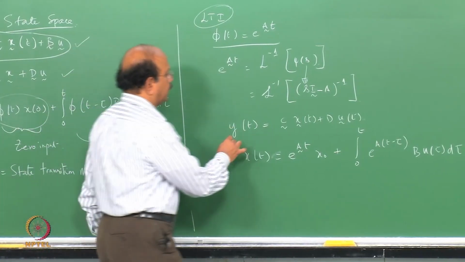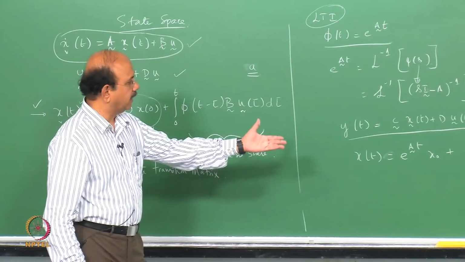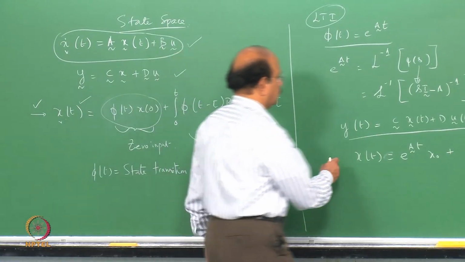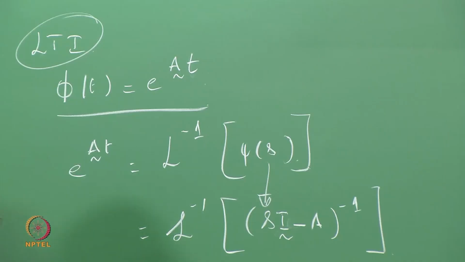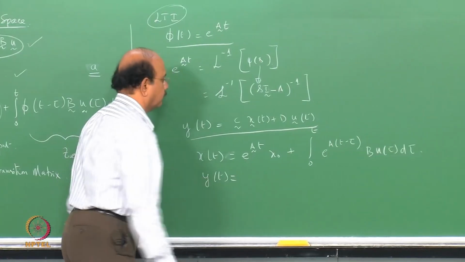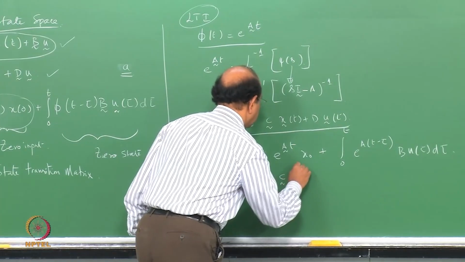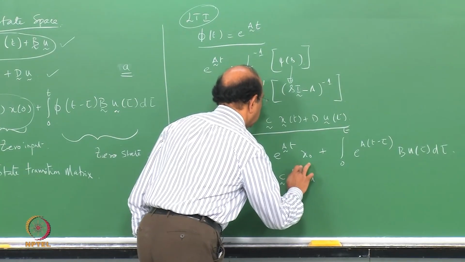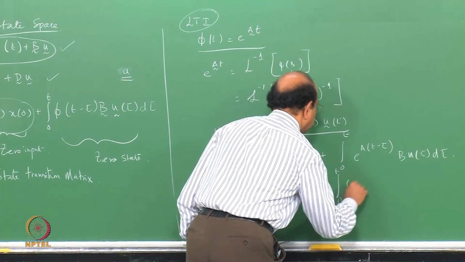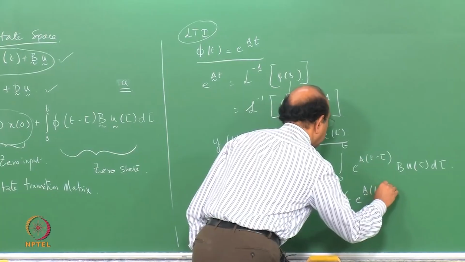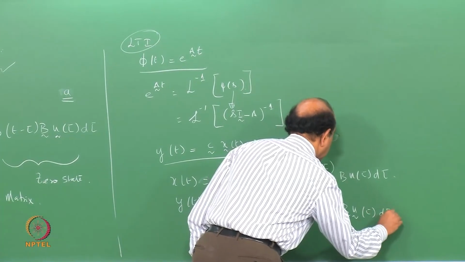And that y of t can be written in this standard state space form, and so x of t is this, from which I can write down y of t. y of t is c e power a t x naught plus the integral from 0 to t of c e power a (t minus tau) b u of tau d tau.